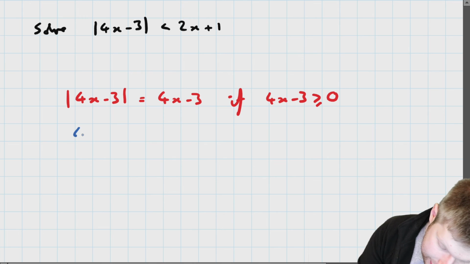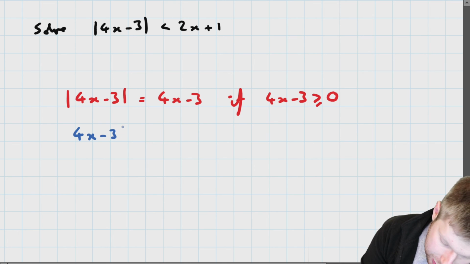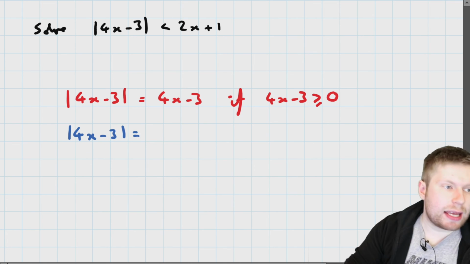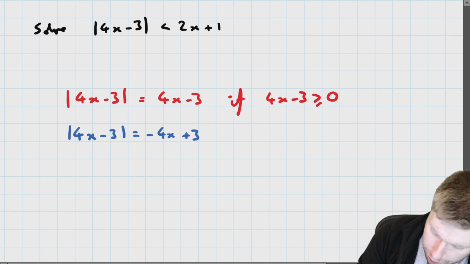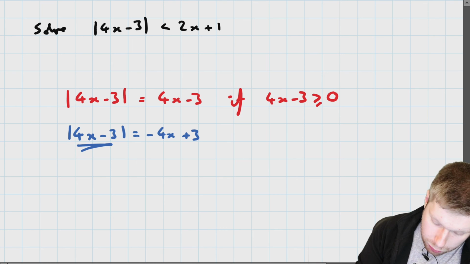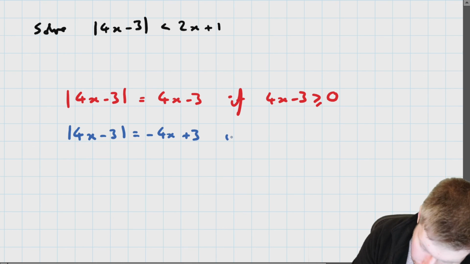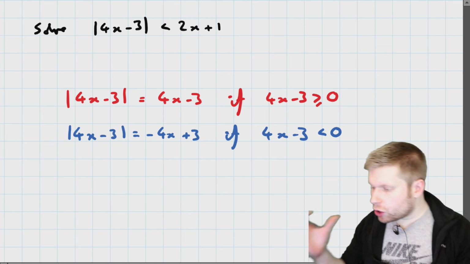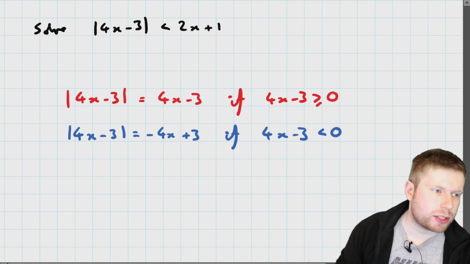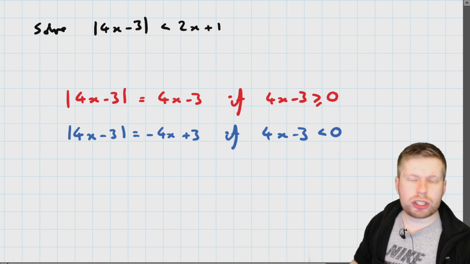However, the other case is that the absolute value of 4x minus 3 will just be the negative of 4x minus 3, or negative 4x plus 3 if you prefer. So in other words, take the 4x minus 3 multiplied by negative 1, and that would be true if the 4x minus 3 was negative. So in other words, there's two different cases that I need to consider, and we've just established that. Okay, so let's solve each situation.